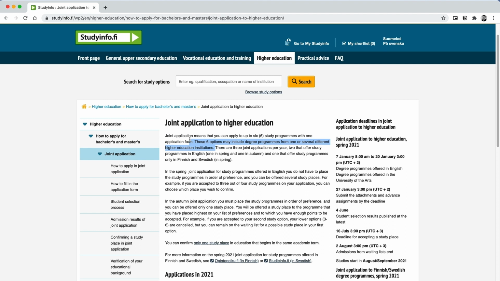Anyways, what are the joint and separate applications? So the joint application is a system that you can use to apply to up to 6 different degree programs with one application form. These 6 options may include degrees from one or several different universities or universities of applied sciences. There are 3 joint application periods each year, 2 of which offer study programs in English. One in the spring and one in the autumn.